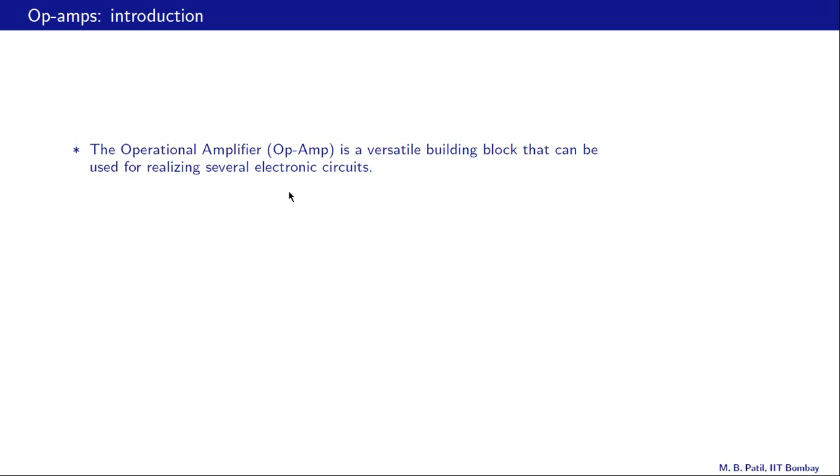We now talk about op-amps, and we will consider several circuits which use op-amps. Op-amp means operational amplifier, and it is a versatile building block that can be used for realizing several electronic circuits. And really, you cannot think of electronics without op-amps these days. It's extremely commonly used and very, very useful.